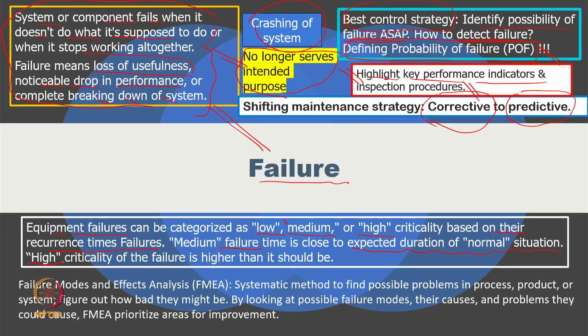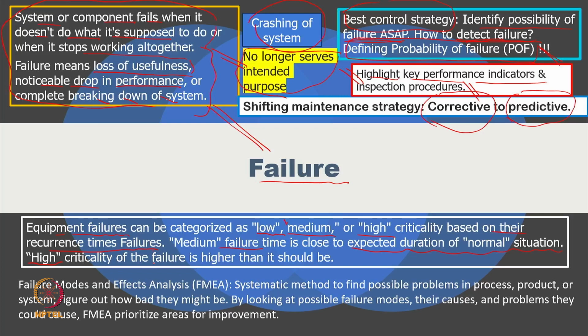If the expected life is 3 years and the failure happens exactly at 3 years, then it is a medium failure, not a low failure. Now, if 3 years is the expected life and it fails in a month, then I say it is highly critical, the critical level of this failure is very high. So, the severity index is increasing in this form.